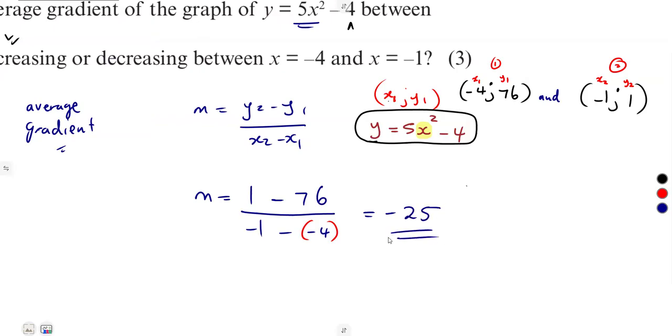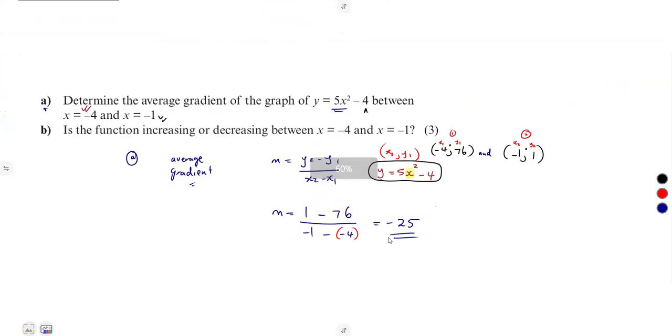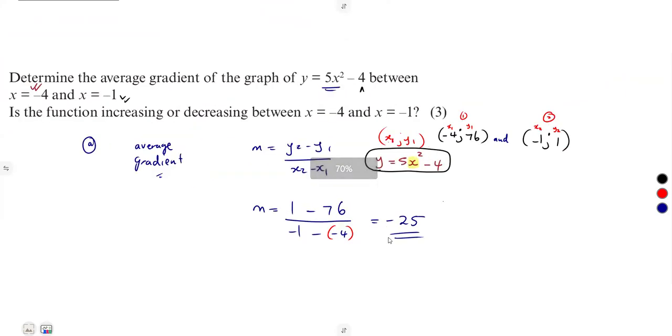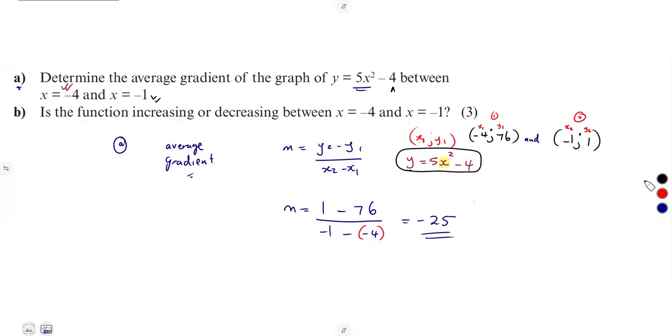Just like that, we have the average gradient from the given information. So do not worry about these questions, just revise the basics. Without wasting your time, let us consider the second part of our question, which is part B.